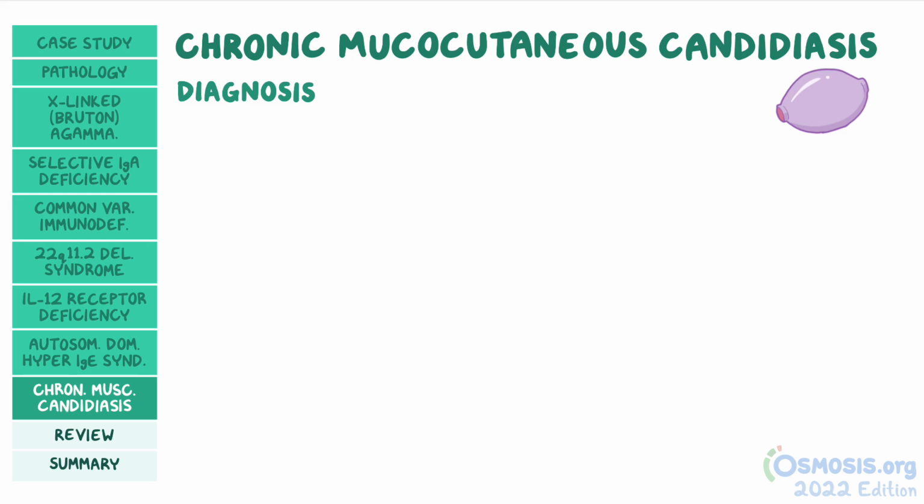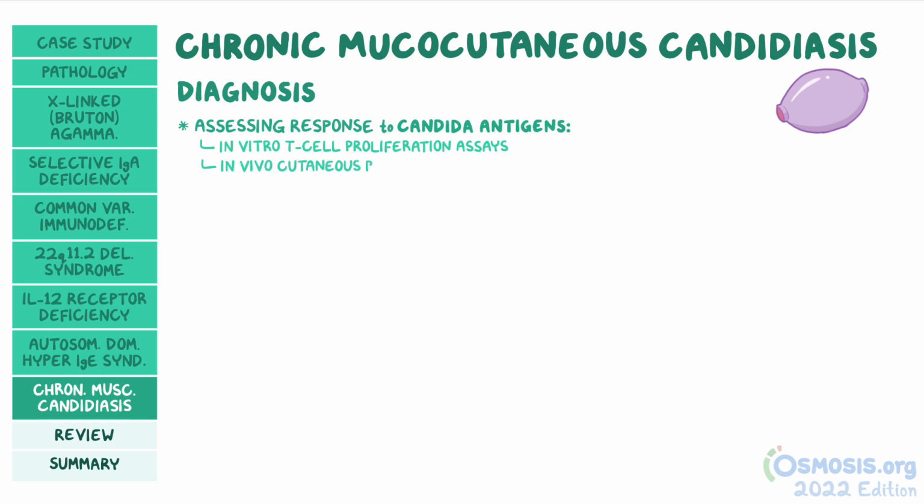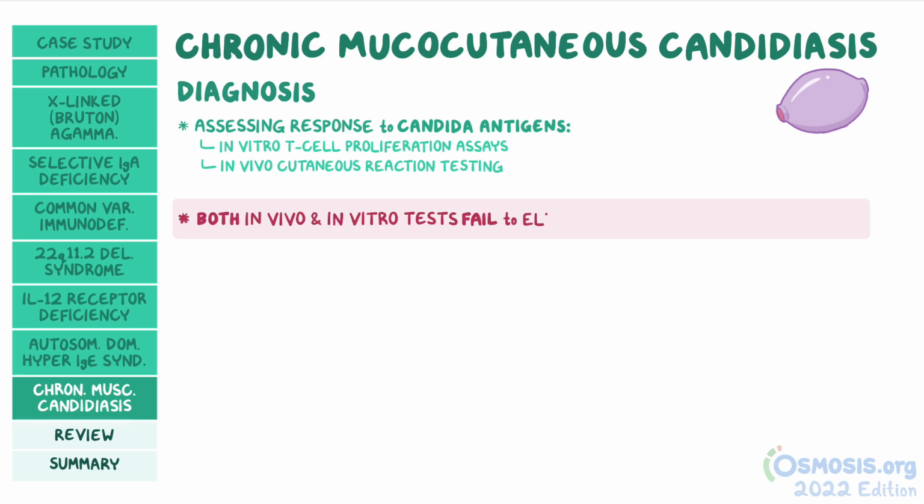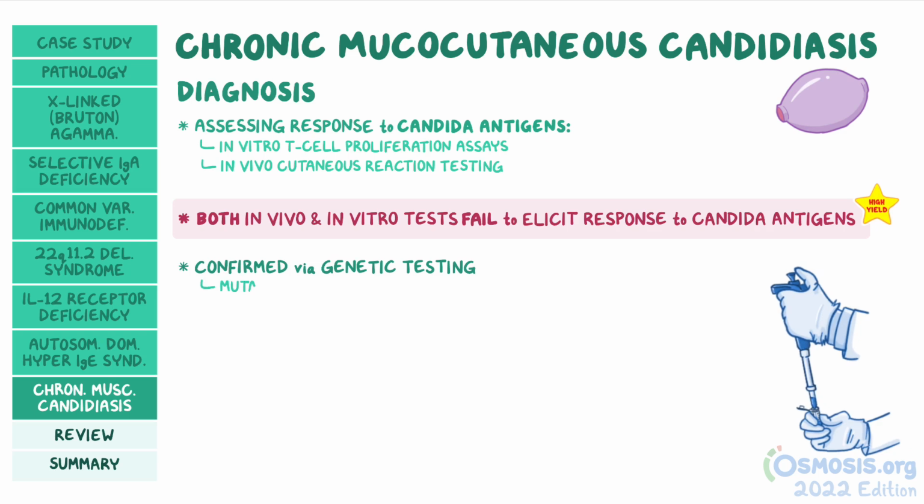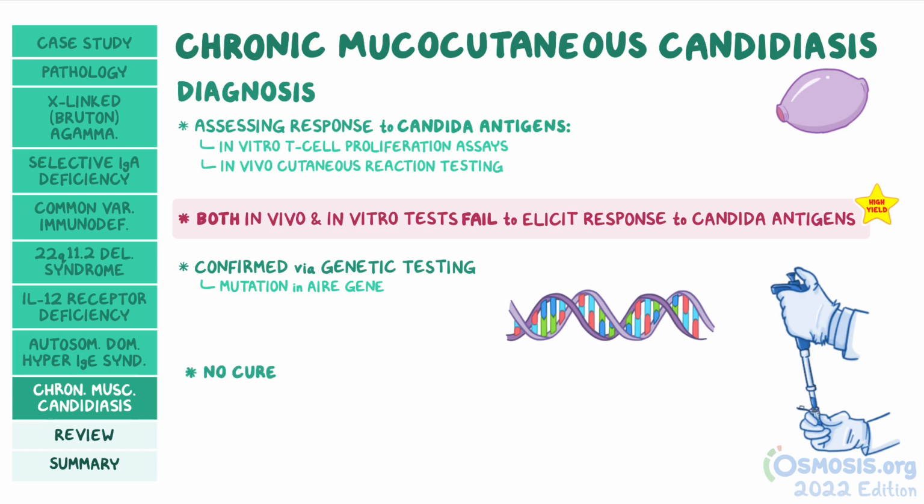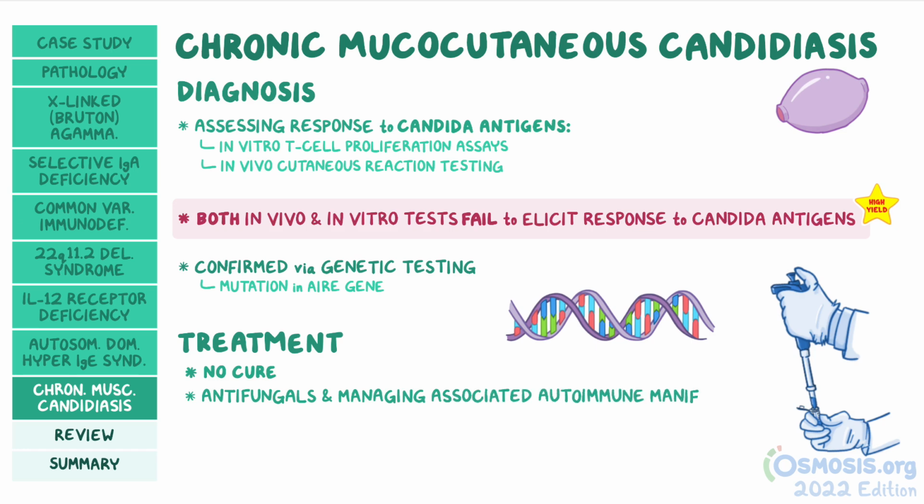Diagnosis of chronic mucocutaneous candidiasis involves assessing their response to Candida antigens by doing in vitro T-cell proliferation assays and in vivo cutaneous reaction testing. In chronic mucocutaneous candidiasis, both in vivo and in vitro tests fail to elicit a response to Candida antigens. Diagnosis can be confirmed via genetic testing, which reveals a mutation in the AIRE gene. Once again, no cure is available, so treatment involves antifungals and managing the associated autoimmune manifestations.